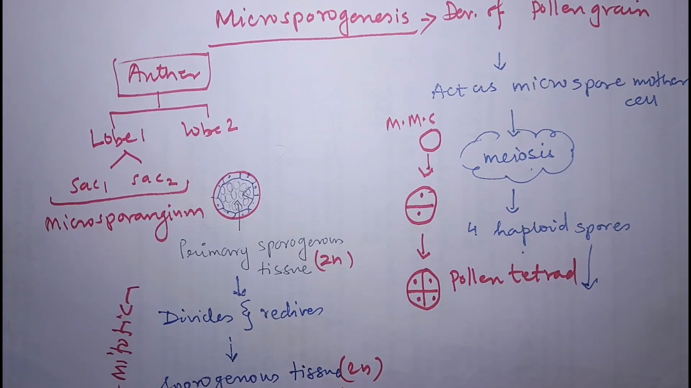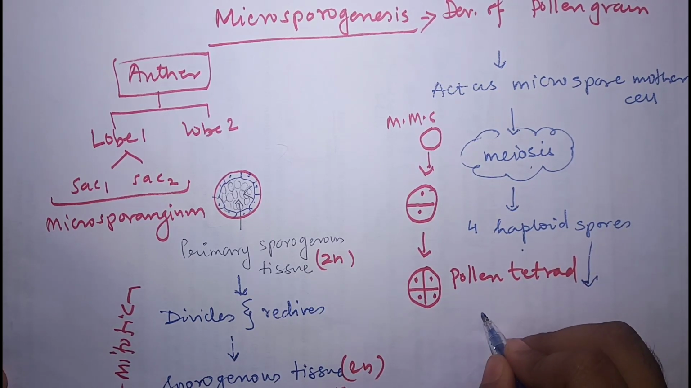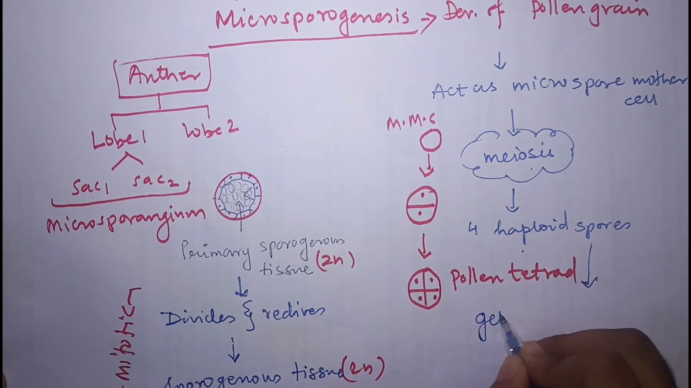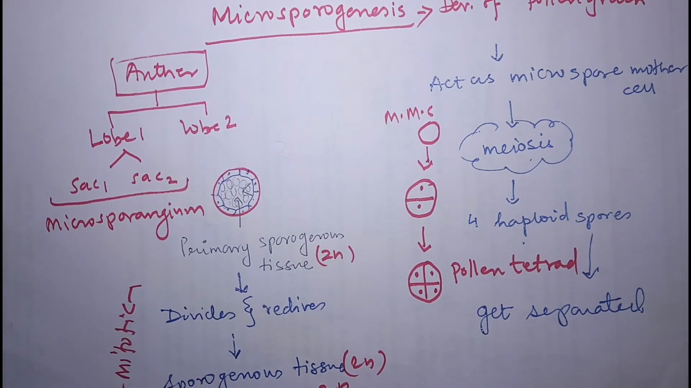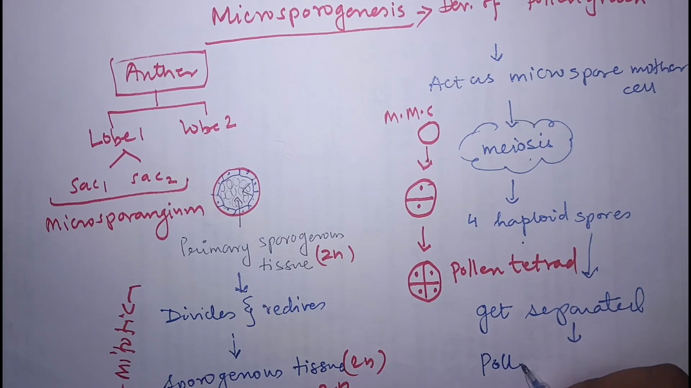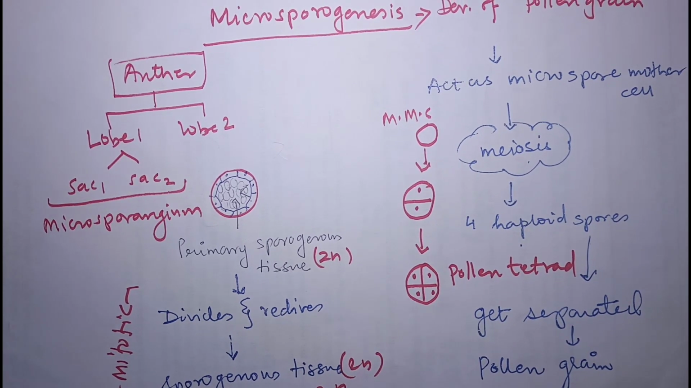And later on these haploid spores ultimately get separated, and finally what is formed is called pollen grain. Okay, that is called pollen grain. So now we'll quickly revise what we have done.